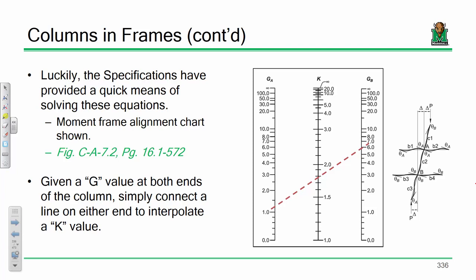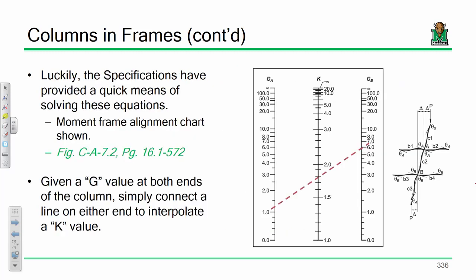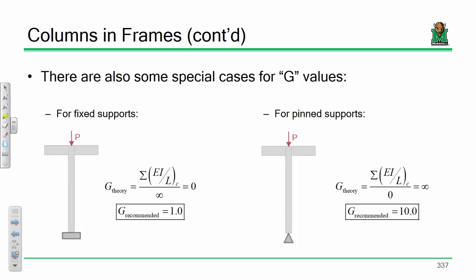But if you hear me refer to this as an alignment chart, this is what's called an alignment chart. It just makes the solution of these equations a lot easier to determine values for K. Now, a couple things for computing these G values. There are some special cases. First off, if you have a fixed support, fixed supports theoretically have infinite stiffness. So theoretically, the G value would be zero.